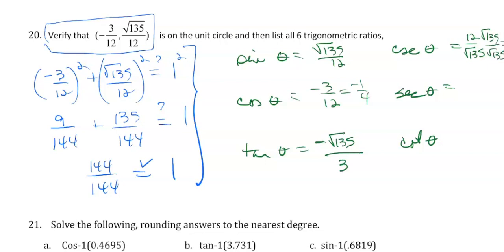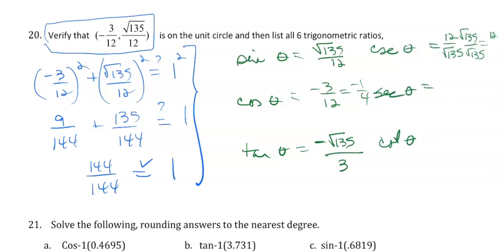That's going to give me 12. Let's see if I can make this move over a little bit. Okay, so I can continue now. This is 12 radical 135 over 135. Secant's going to be negative 4. Cotan's going to be negative 3 over radical 135, and then rationalize that guy. And that's going to be negative 3 radical 135 over 135.